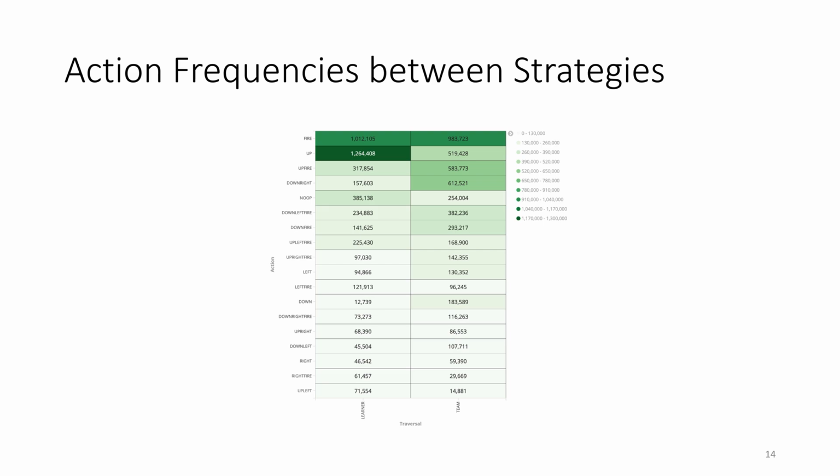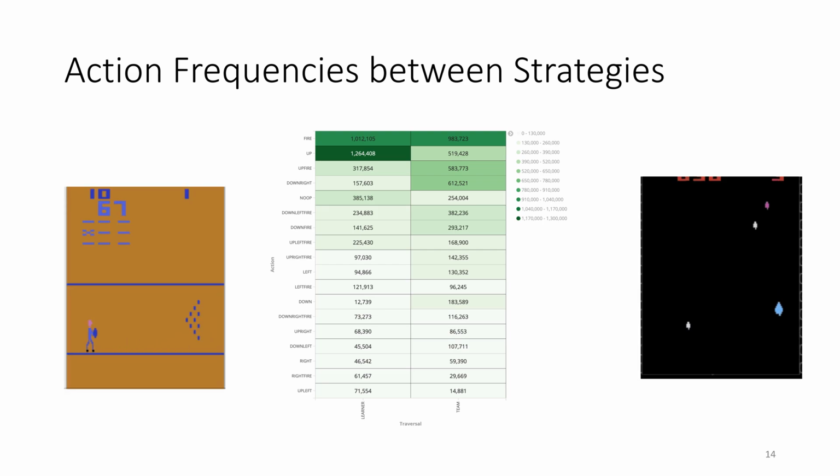Some of these strategies can be seen here, with the bowling agent slowly discovering how to hit the middle pin, and the classic asteroid strategy of spinning in circles and firing so as to not have to deal with the inertia of the spaceship itself.